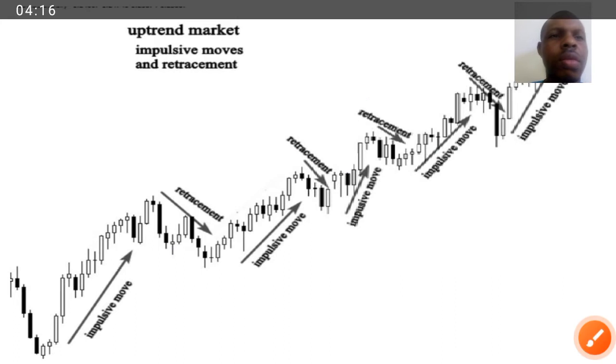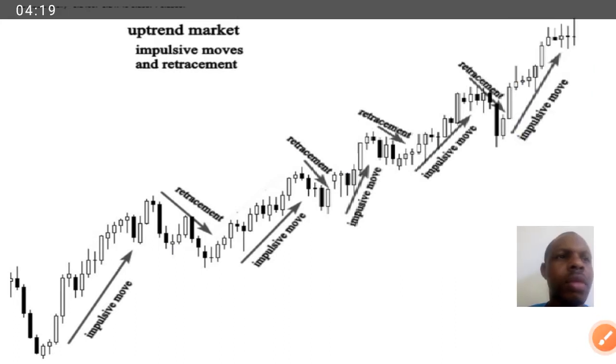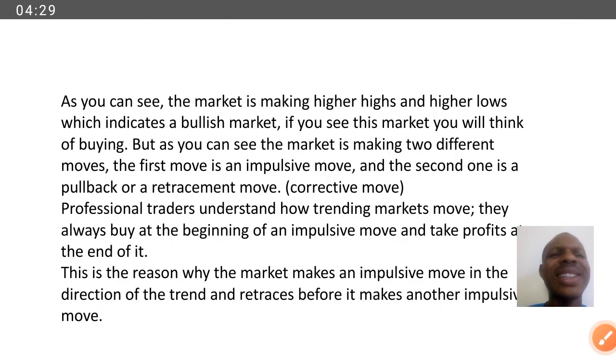So this is an uptrend. Can you see it? Now, as you can see, the market is making higher highs and higher lows, which indicates a bullish market. If you see this market, you will think of buying. But as you can see, the market is making two different moves. The first move is an impulsive move, and the second one is a pullback or a retracement move. I also call it corrective move.